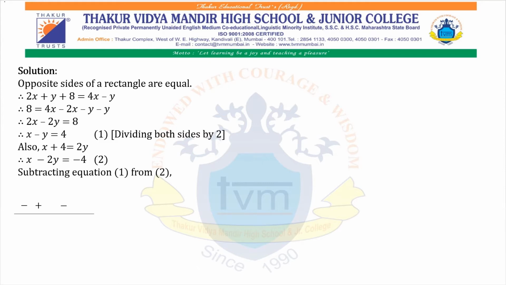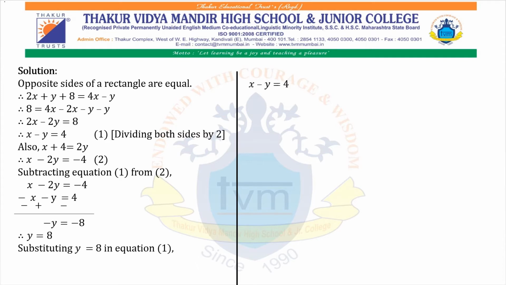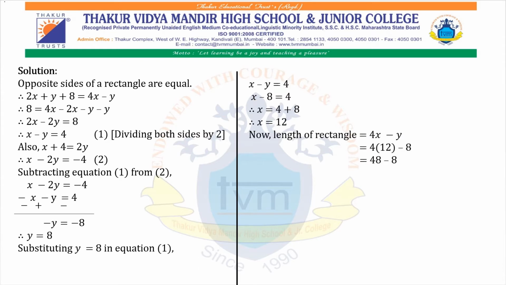Now subtracting equation 1 from 2. So x minus 2y is equal to minus 4 minus x minus y is equal to 4. Because of subtraction the signs will get changed. So we will get minus y is equal to minus 8. Therefore y is equal to 8. Now substituting y is equal to 8 in equation 1. So x minus y is equal to 4. X minus 8 is equal to 4. Therefore x is equal to 4 plus 8. Therefore x is equal to 12.